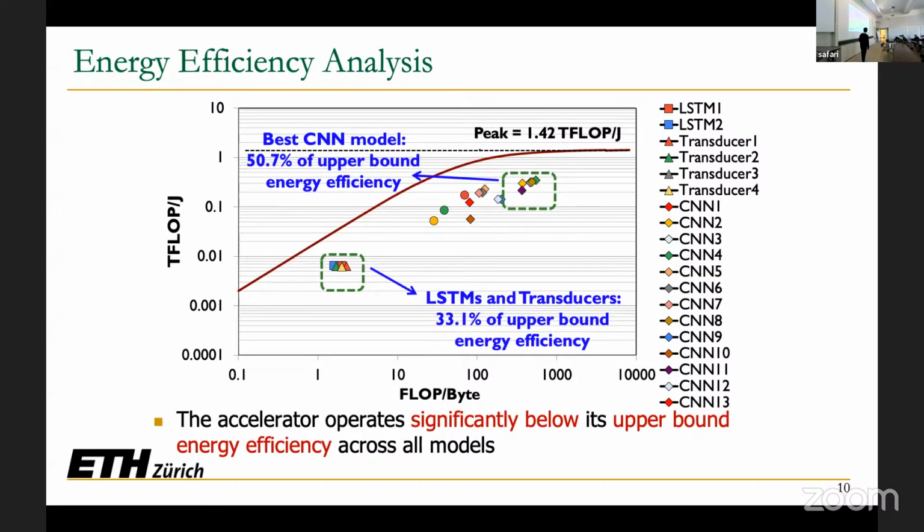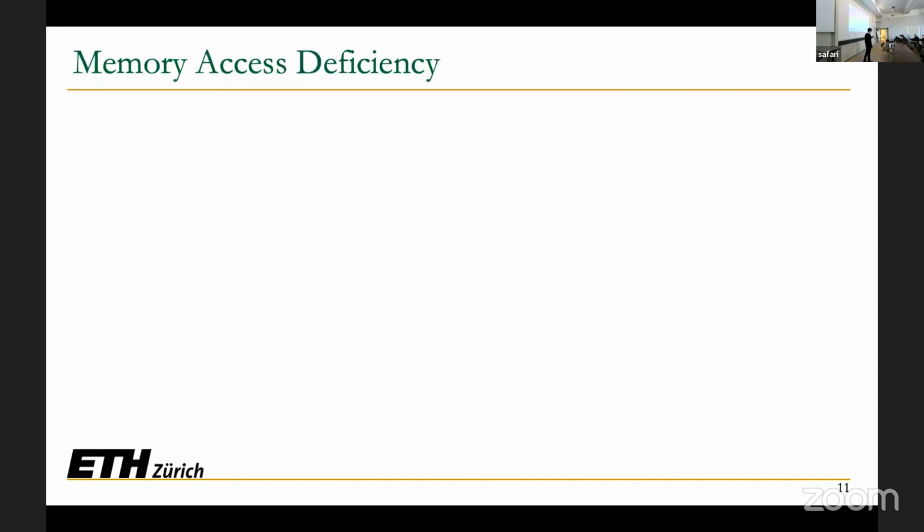The takeaway here is that the accelerator operates below the upper bound energy efficiency across all models.